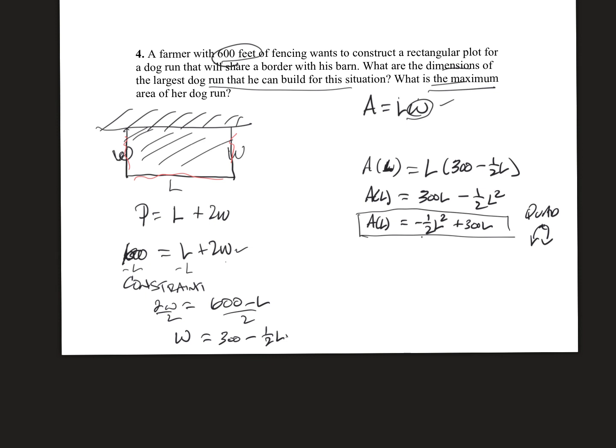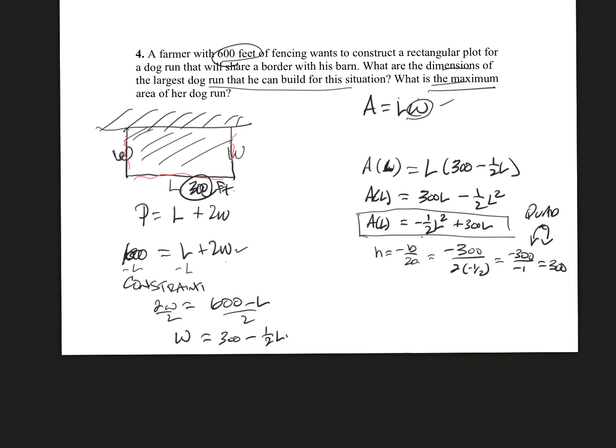In this case, our h, the L value that we're going to need, is negative b over 2a. And so we get negative 300 over 2 times negative 1/2. And so this becomes negative 300 over negative 1, because 2 times 1/2 is 1. A negative divided by a negative is a positive. So it looks like the length has to be 300 feet.